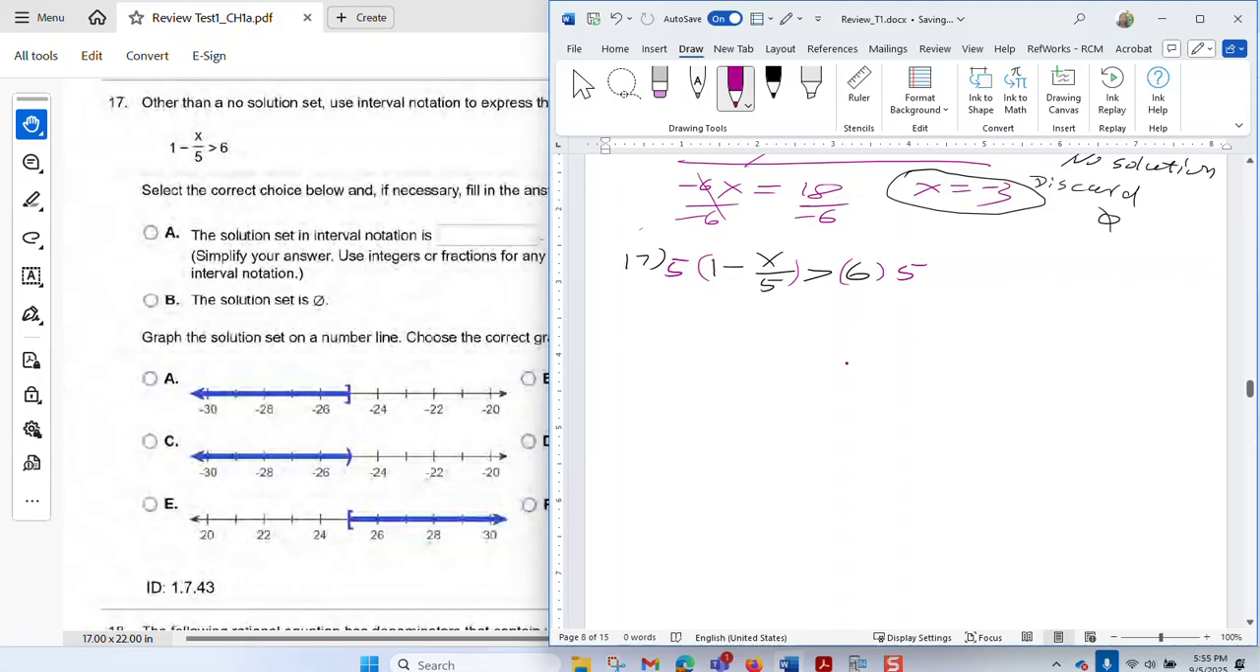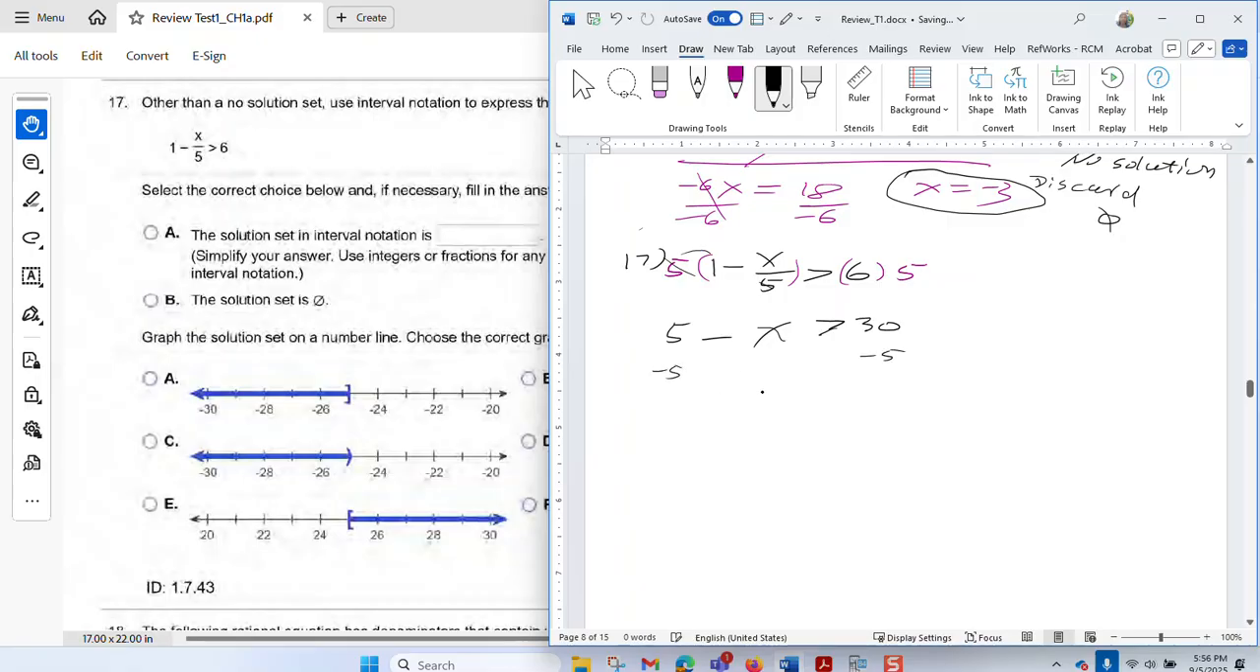6 times 5 will be 30, right? 5 times 1 is 5, and then this 5 and this 5 will cancel out. But you do need to have a 5 times 1 first. The 5s cancel out, so this will be minus x. And then I subtract 5 on both sides, so I have a negative x greater than 25.